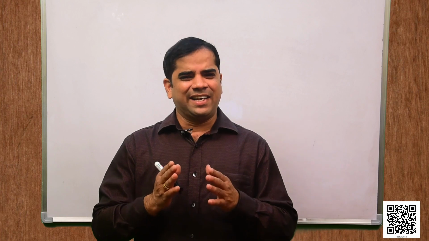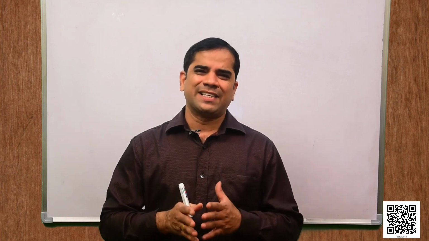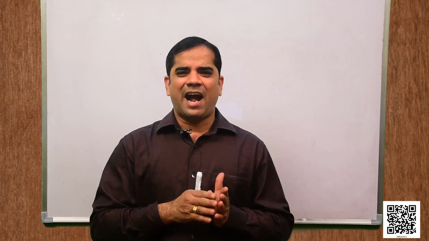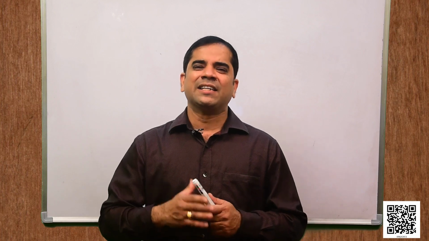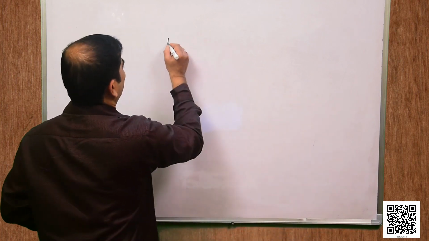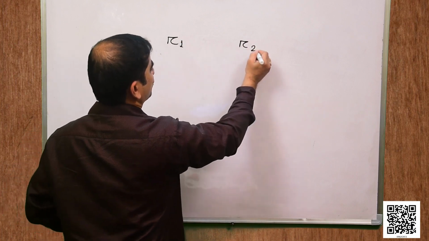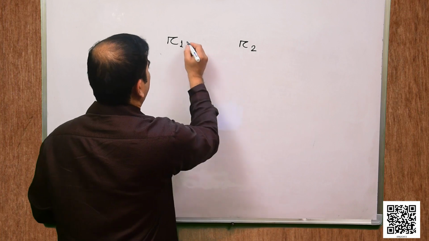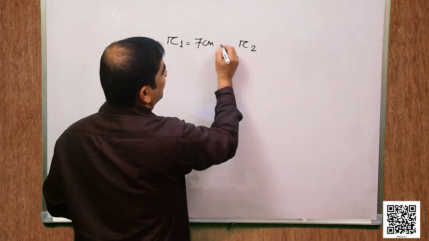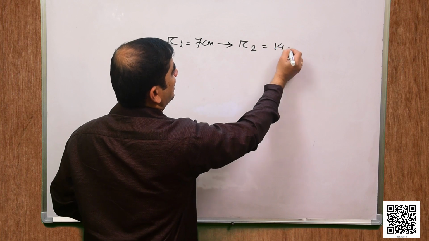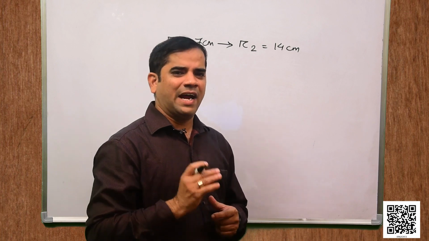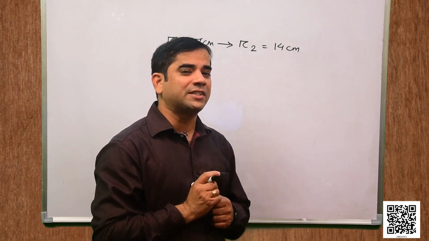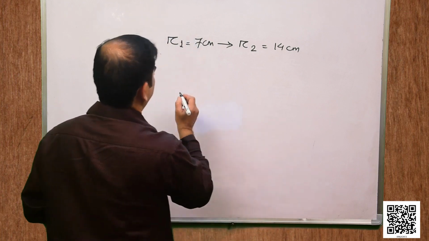It is given that the radius of the spherical balloon was 7 centimeter previously and afterwards it is increased to 14 centimeter. So, let us take the radii as R1 and R2. Previously it was 7 centimeter which when increased became 14 centimeter. What we need to do is find the ratio of surface area. What is the formula for surface area? 4 pi r square.